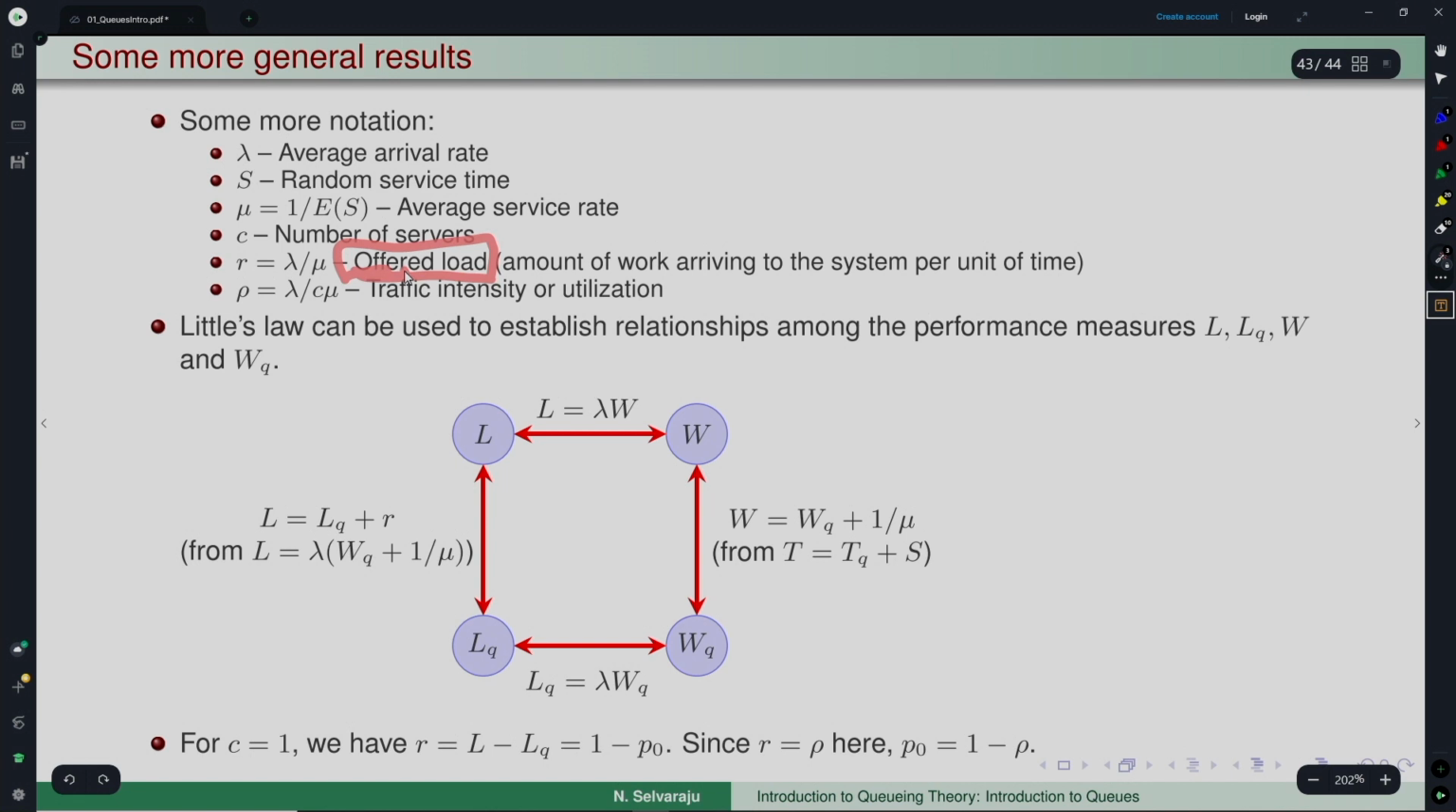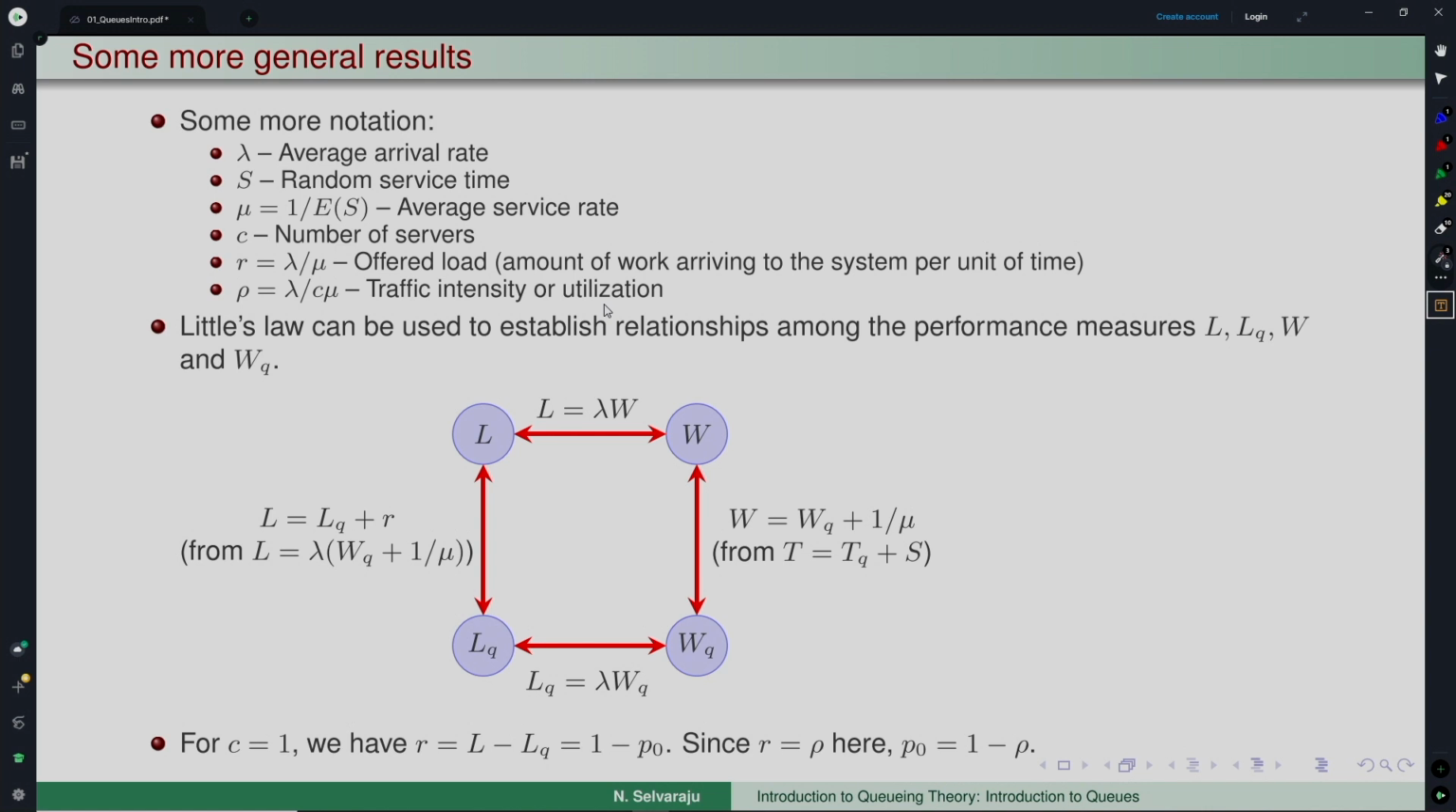So, lambda by mu is basically the offered load, which is the amount of work arriving to the system per unit of time, and rho, which is lambda by C mu, when there are C servers here, is known as the traffic intensity or utilization of the server. Sometimes this is also called the offered load to the server. Offered load to the system is R, offered load to the server is rho, but we will call it traffic intensity or utilization, following that. Okay.